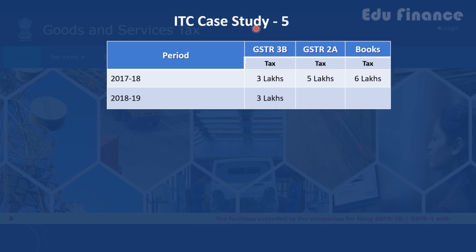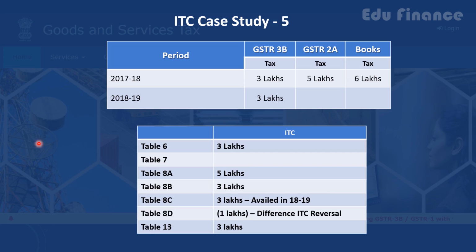Case study number 5, where ITC of rupees 6 lakh was availed in books, ITC of rupees 5 lakh was updated in GSTR 2A and ITC of rupees 3 lakh was availed in GSTR 3B of 17-18 and the balance 3 lakh was availed in 18-19. In such case, rupees 3 lakh ITC shall be reported in Table 6, rupees 5 lakh ITC shall be auto-populated in Table 8A, rupees 3 lakh ITC shall be reported in Table 8B. In Table 8C, ITC availed in 18-19 shall be reported.